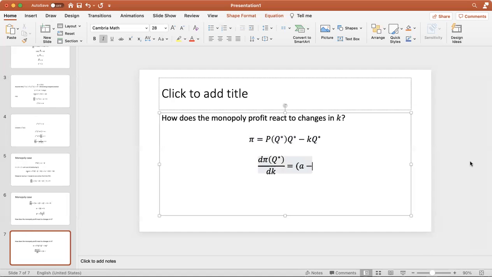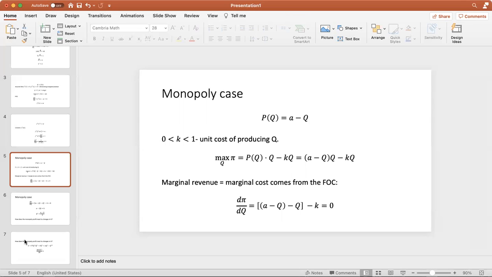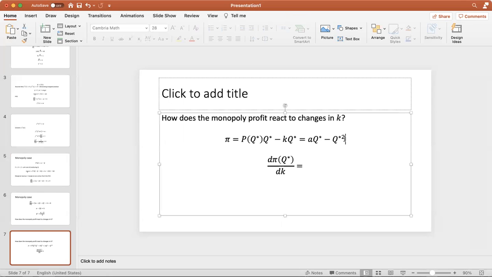So let's distribute it here. That's going to be A Q star minus Q star squared minus K Q star.